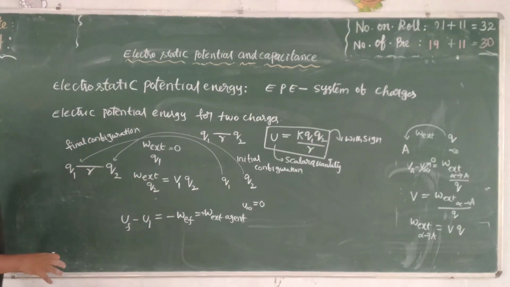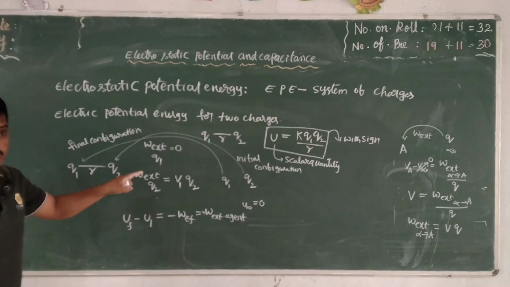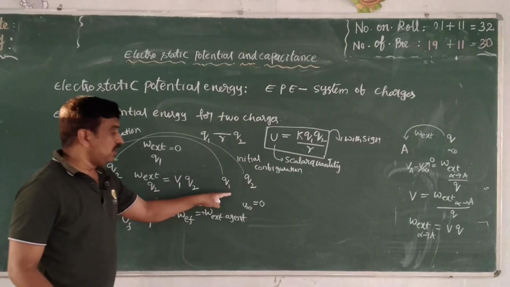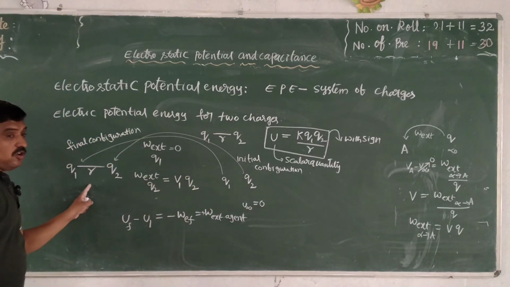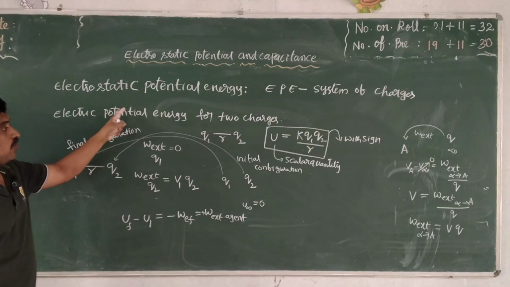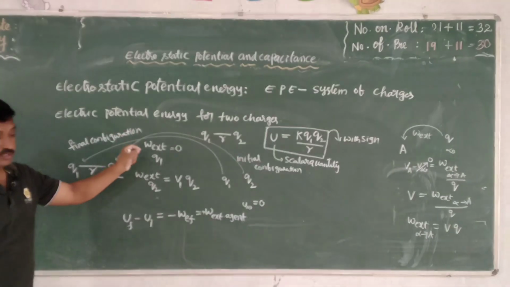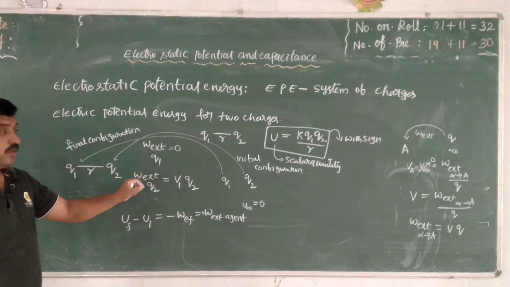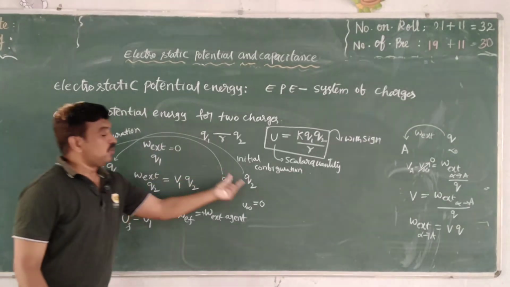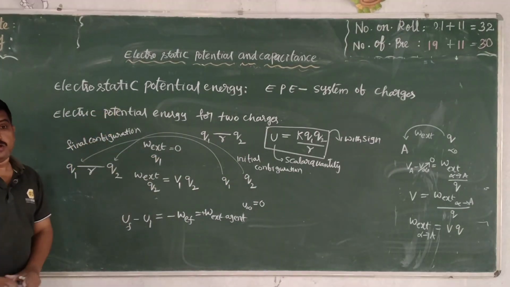What is the work done here? V1 into Q2. See, electrostatic potential energy for a system of charges is equal to work done by external agent in bringing each charge from infinity to the required configuration, this configuration. Electrostatic potential energy for two charges is equal to work done by external agent in bringing each charge. Q1 charge we arrange here, Q2 charge we arrange here. So the total work done we call electrostatic potential energy.